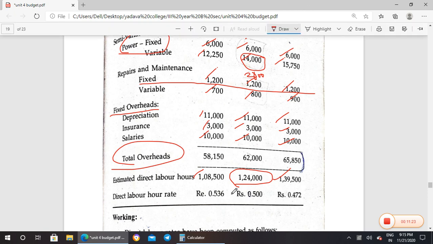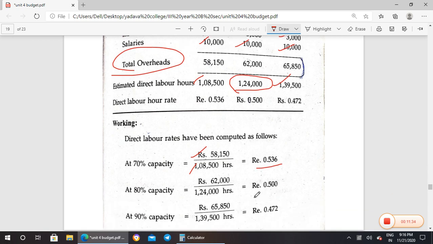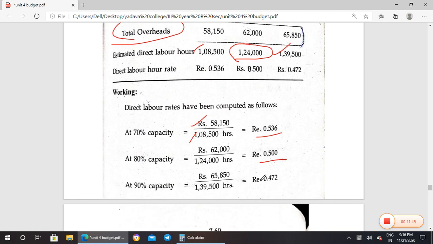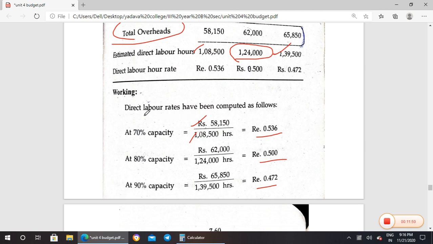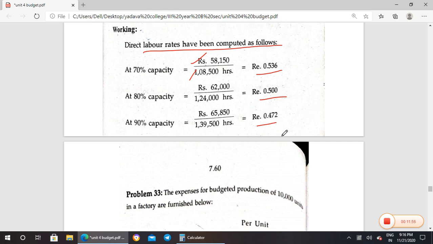So with the help of this, we have to find the direct labor hours rate. As usual, total overheads divided by estimated direct labor hours, you will be getting 0.536. Next one, total overheads divided by the given direct labor hours, you will be getting 0.500. For 90 percentage, 0.472. With the help of this, the rates will be computed as per the result. We have to find which capacity will be the more comfortable zone: 90 percentage, 70 percentage or 80 percentage.